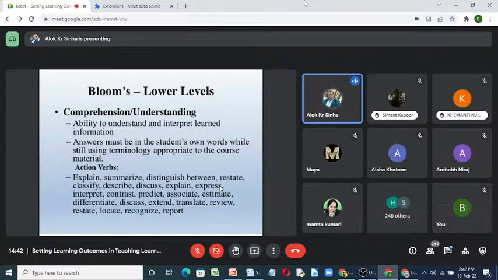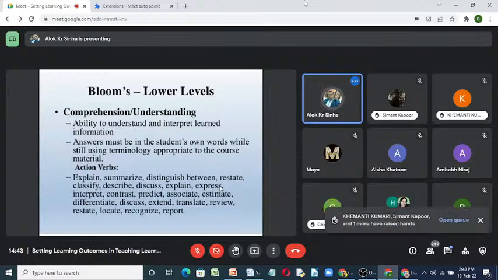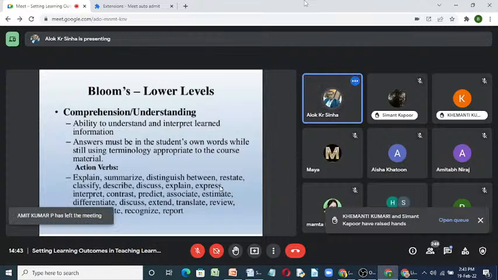The action verbs used in it are explain, summarize, distinguish between, restate, classify, describe, discuss, express, interpret, contrast, predict, associate, estimate, differentiate, extend, translate, review, locate, recognize, report. There are so many action verbs, and from these action verbs we can frame our questions to review how learning outcomes will be achievable.